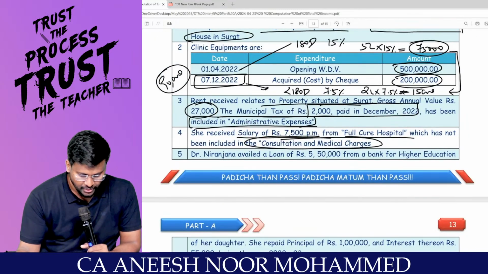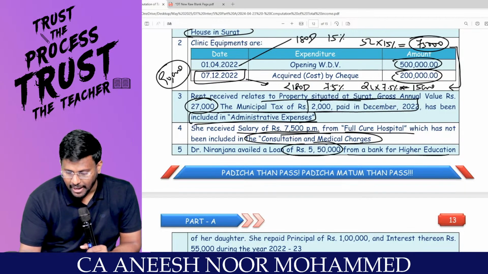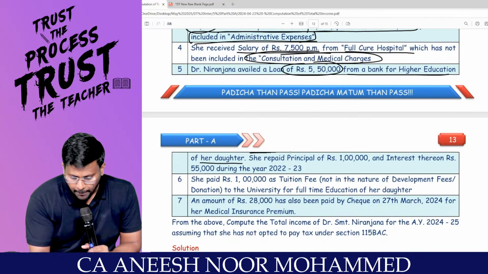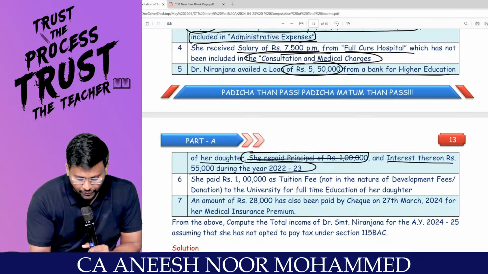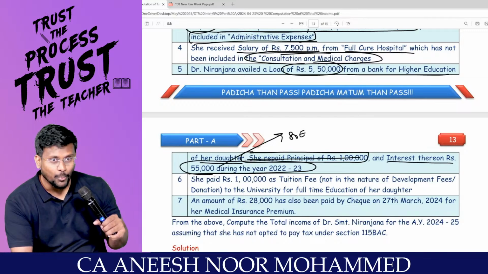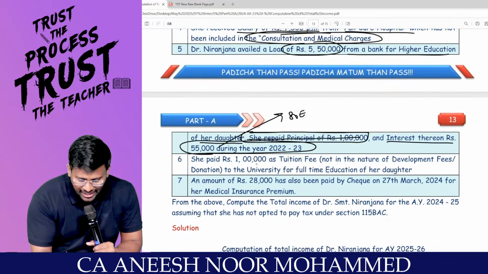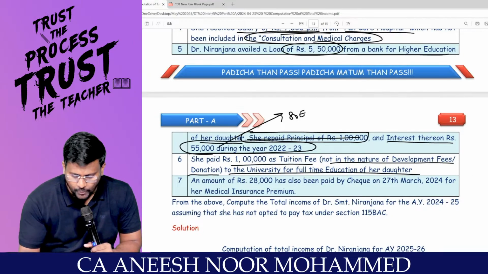Right, sir? Dr. Niranjana availed a loan of 5,50,000 from a bank for higher education of her daughter. She repaid principal of 1 lakh. No deduction. And interest thereon 55,000 is a deduction under 80E. Right? Comfortable? She paid 1 lakh as tuition fee, 80C. Not in the nature of development fee or donation to university or full time. This can be claimed as deduction under 80C.